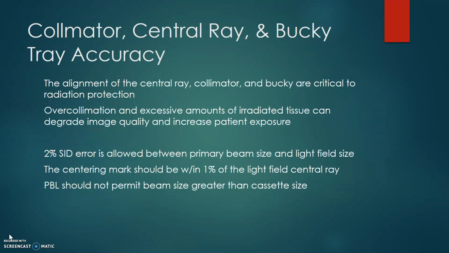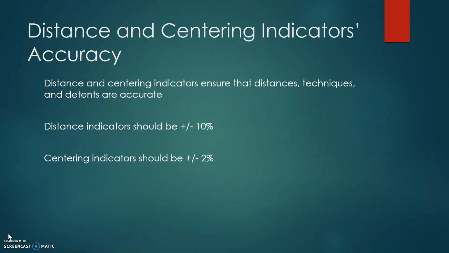The alignment of the central ray, collimator, and bucky are critical to radiation protection. Overcollimation and excessive amounts of irradiated tissue can degrade image quality and increase patient exposure. 2% SID error is allowed between primary beam size and light field size. The centering mark should be within 1% of the light field central ray, and positive beam limitation should not permit beam size greater than the cassette or image receptor size.